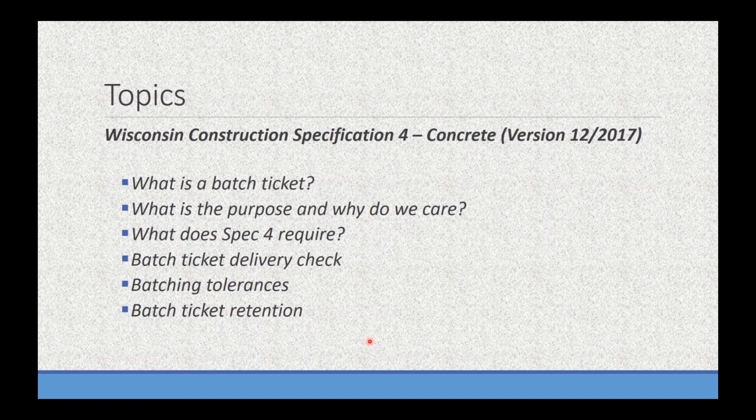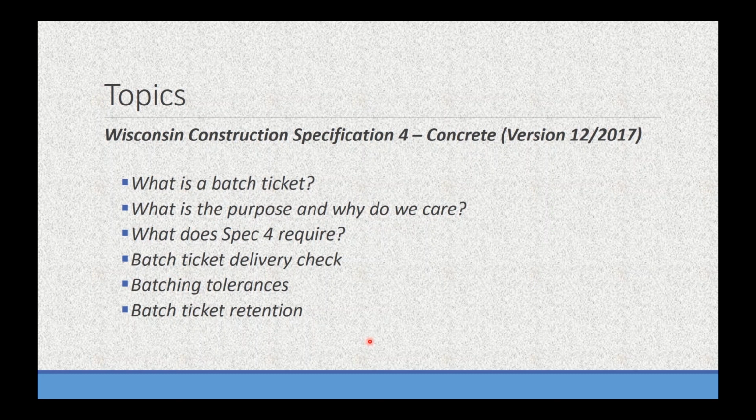That's defined pretty clearly in Spec 4. What is the purpose and why do we care? Why do we require batch tickets to be delivered? Why do we look at them? Why do we keep them? Spec 4 also pretty specifically lists what is required to be on a batch ticket, so I'll review that.